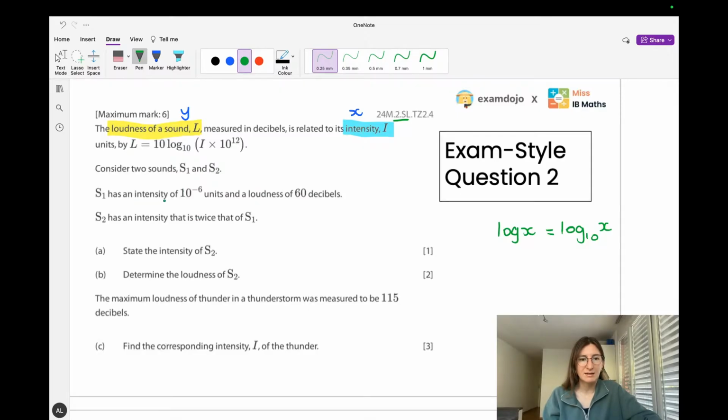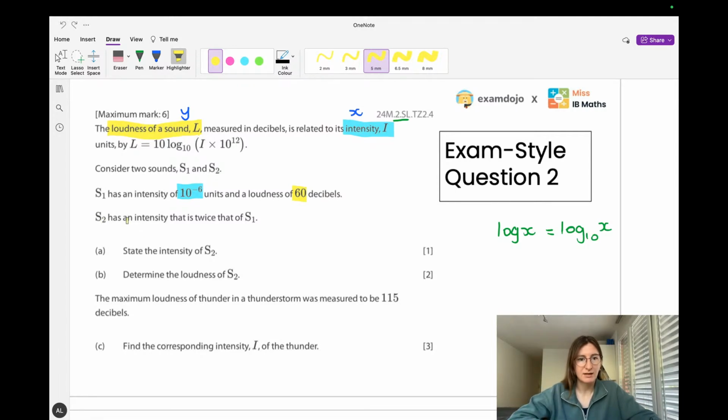So S1 has an intensity of 10 to the minus 6 units. So that would be our X. Let me just highlight that in blue. And a loudness of 60. So that's my output, 60. I input 10 to the minus 6 into this, and I get 60.